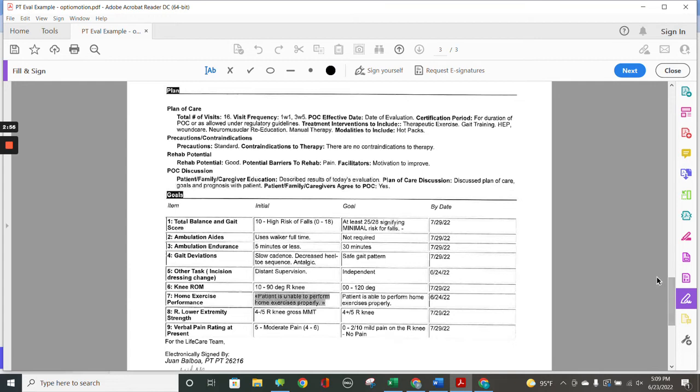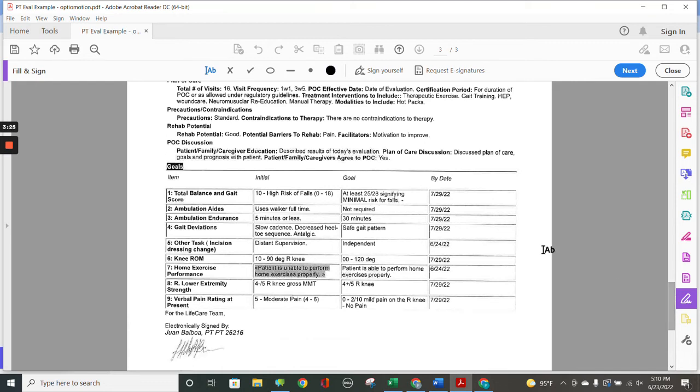Down here is probably where you guys will find things most important. Total number of visits: 16. Juan is recommending 1 visit for the first week and 3 times a week for 5 weeks for the balance of the care plan. This is done on a Friday, so our Medicare week goes Sunday to Saturday. So we pick the patient up three times the following week. Date of the evaluation is the effective care plan date.